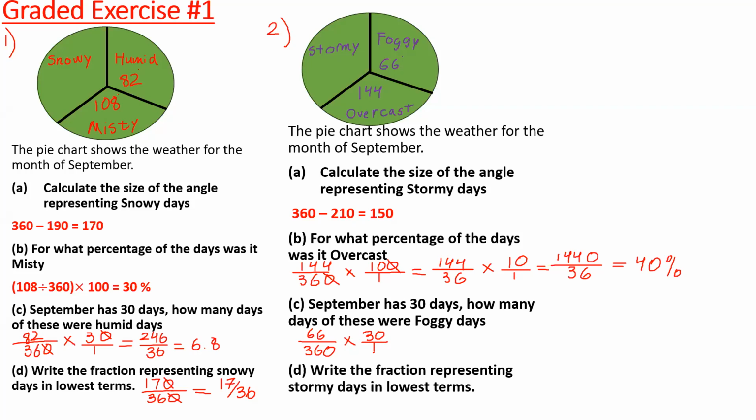So what does that mean? Well, that means that this 0 cancels out with that 0. And we are left with what? 66 over 36. Very good. Times 3 over 1.